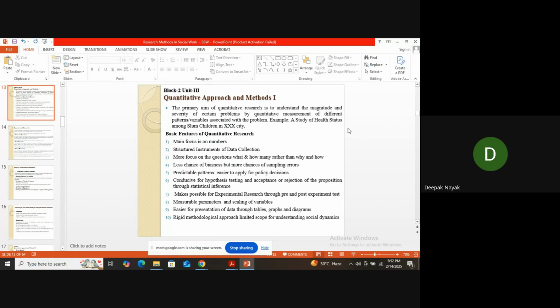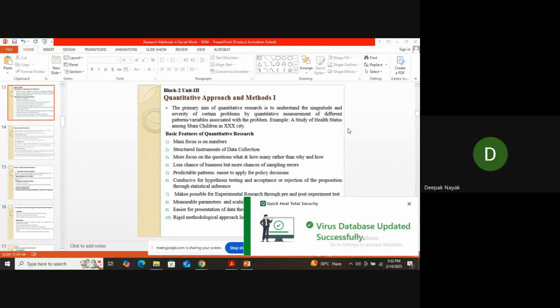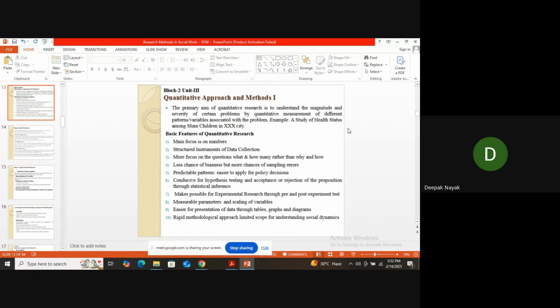Then a third feature is more focus on questions related to what and how many, rather than why and how. Most of the questions in quantitative research are about what happens and how many things happen, as I posed some questions while giving an example of a study of health status among children in a particular city.